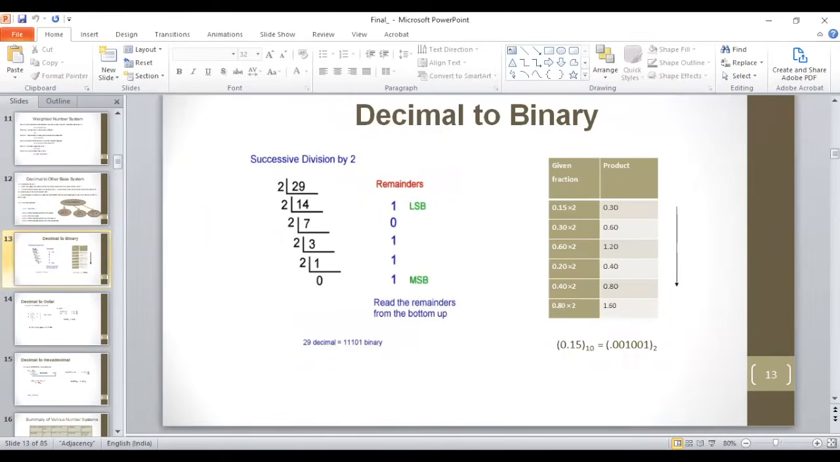See, I want to convert decimal to binary, so I'm dividing by 2: 14, 7, 3, 2. 2 into 9 is 8, remainder is 1. Divide by 7, 2 into 7 is 14, remainder is 0. 2 into 3 is 6, remainder is 1. 2 into 1, 2, remainder is 1, and we can write it. Similarly, we can do a fraction. If you are having 0.15, multiply by 2, you will get 0.30. Then 0.30 into 2 is 0.60, 0.60 into 2 is 1.20, take 1 out, 0.20 into 2, and so on. So you have to write from top to bottom or bottom to top. That you have to remember. Otherwise, you can keep LSB and MSB also.